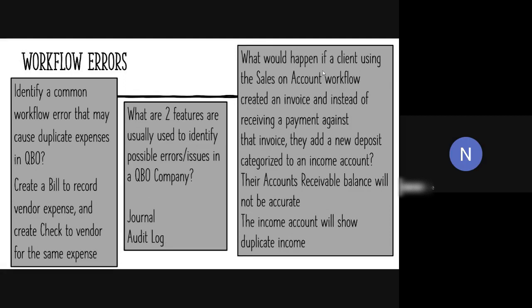What would happen if a client using the sales on account workflow created an invoice, and instead of receiving a payment against that invoice, they added a new deposit categorized to an income account? So what are they saying here?